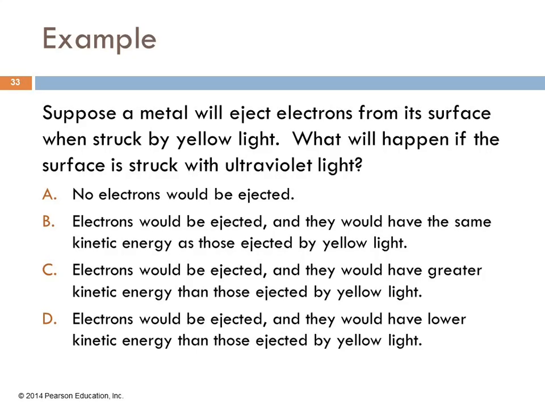Example. This one thankfully doesn't have any numbers. Suppose a metal will eject electrons from its surface when struck by yellow light. What will happen if the surface is struck with ultraviolet light? Okay, so first we have to figure out, is ultraviolet light more energetic or less energetic than yellow light? It's more.